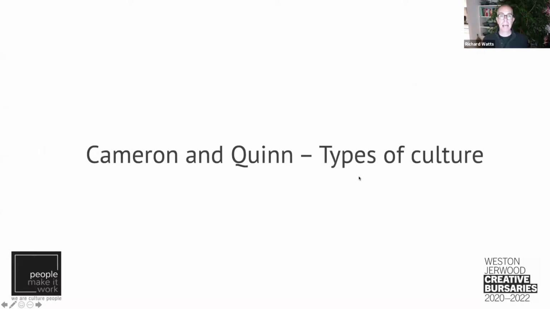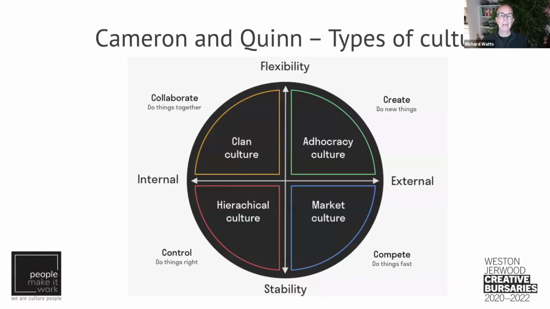So first of all, we're looking at Cameron and Quinn's types of culture. So Cameron and Quinn, this is from 1999. Cameron and Quinn think about these 4 elements: the clan culture, the adhocracy culture, the market culture, and the hierarchical culture. And they think about these axes of how flexible is our organisational culture, or how stable, and how internal, and how external. So clan cultures are really good for collaborating, adhocracy cultures are really good for creating, market cultures are really good for competing, and hierarchical cultures are really good for controlling.